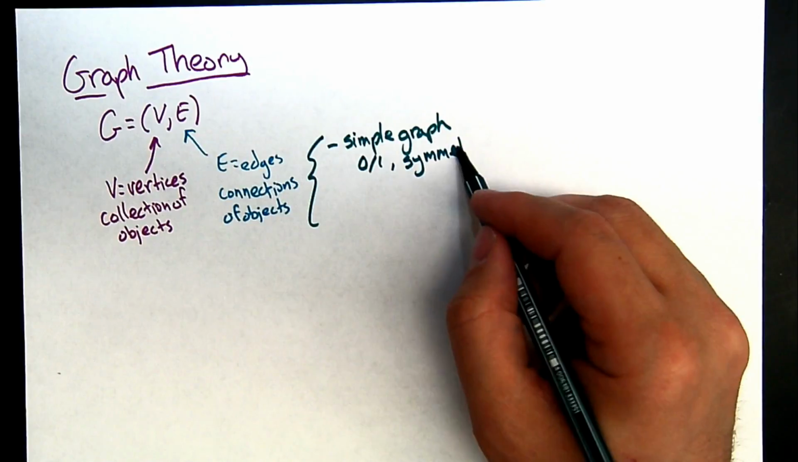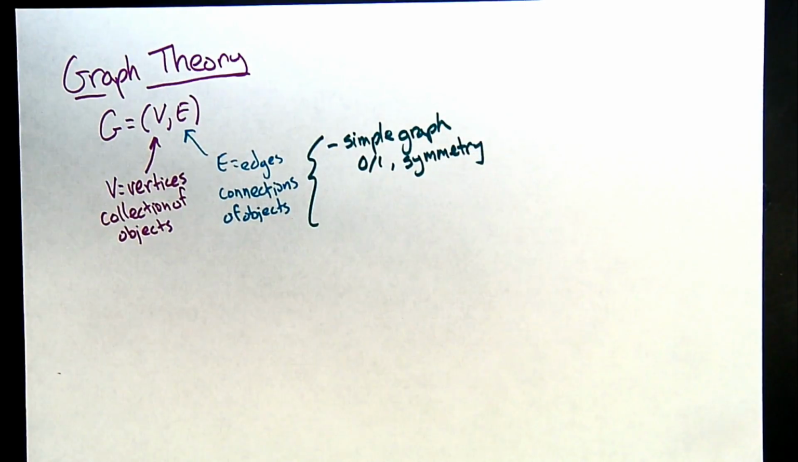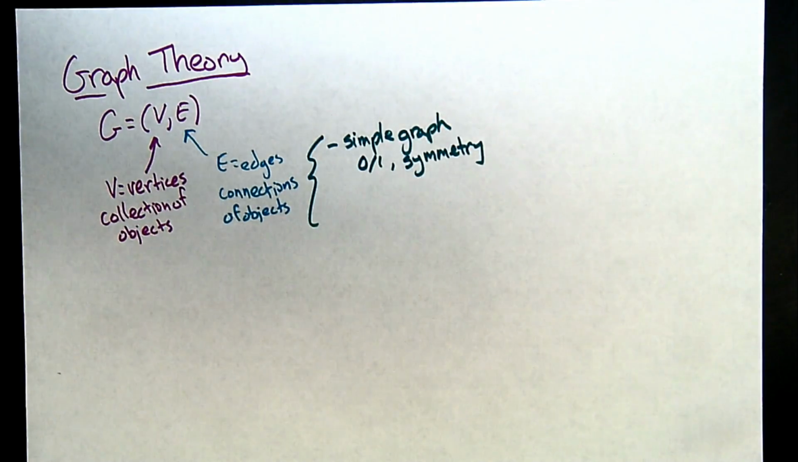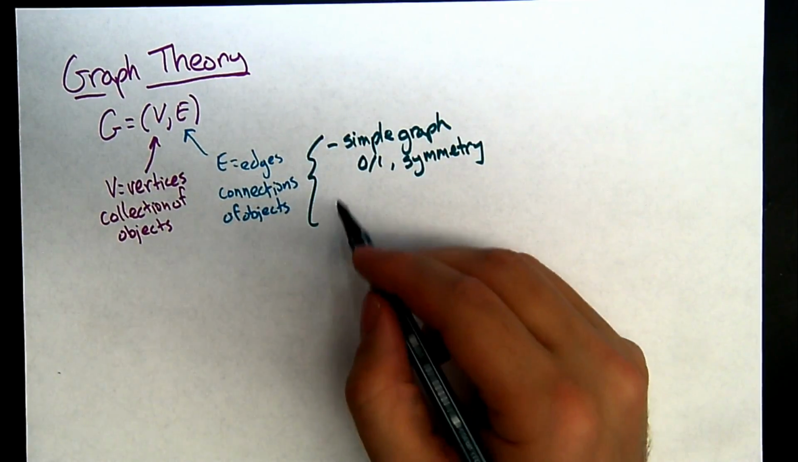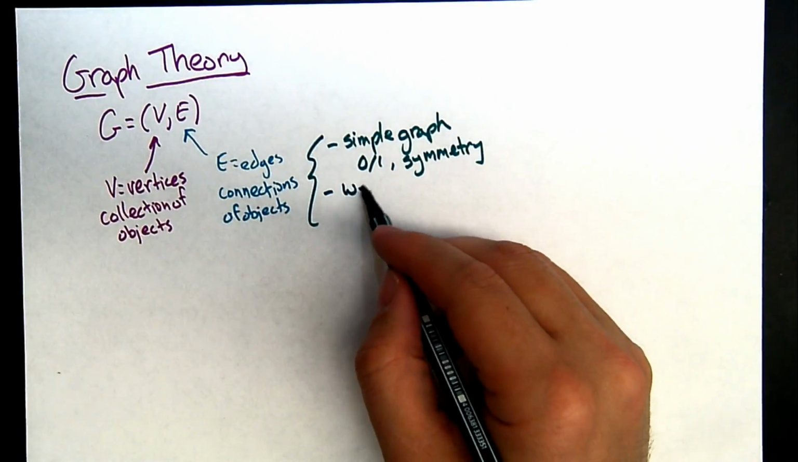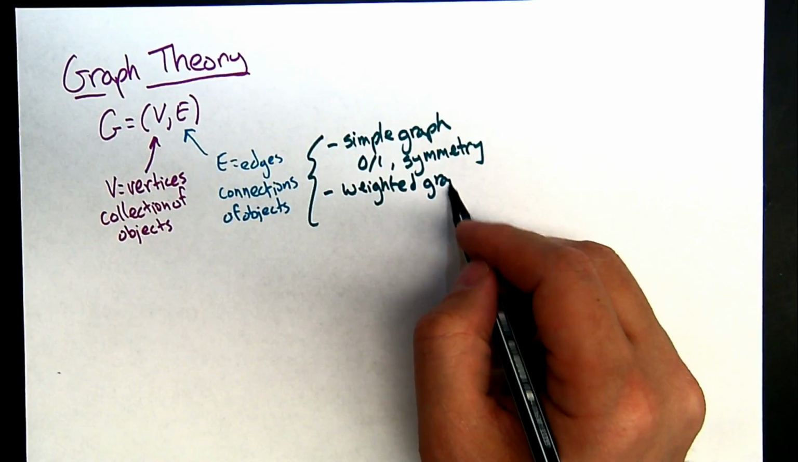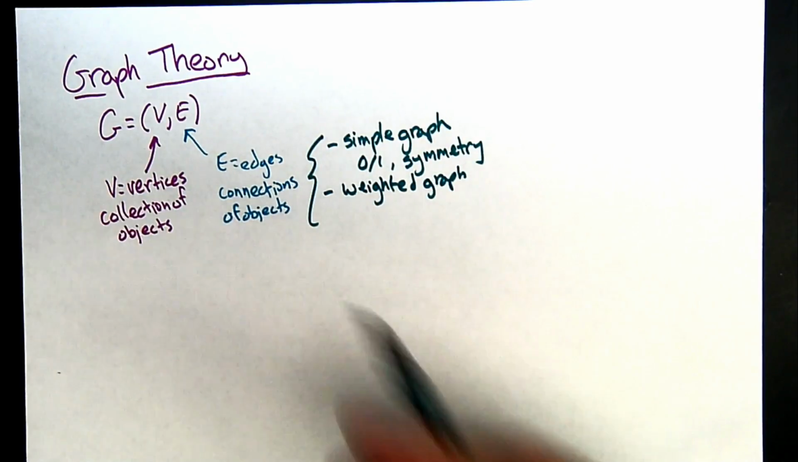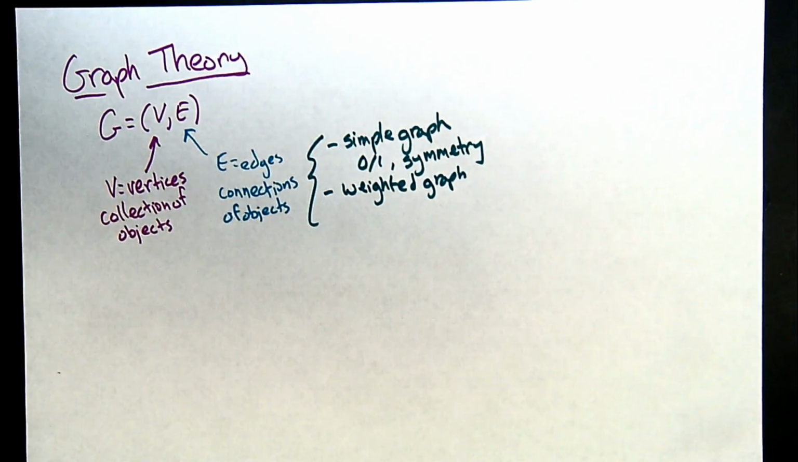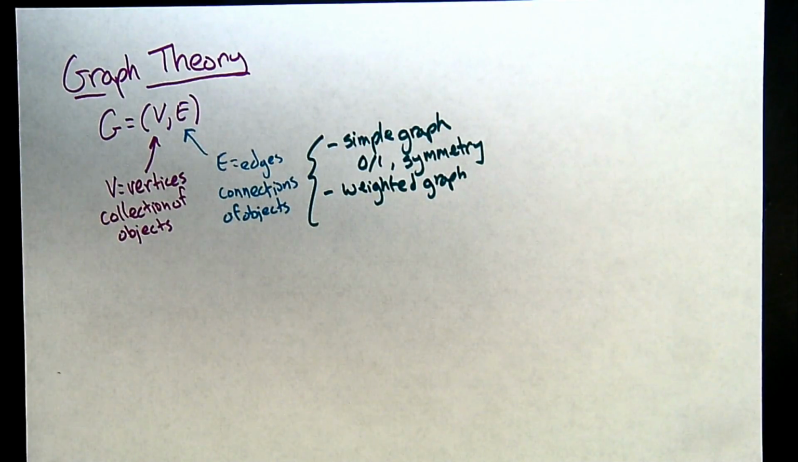And the other thing about simple graph is that you have symmetry. So in other words, if object A is connected to object B, then object B is connected to object A. Okay. So a simple graph, 0-1, symmetry. Another thing you could do is you could do a weighted graph. Now, a weighted graph, well, now your weights are more arbitrary. So they don't have to be 0 and 1. They can be any reasonable number.